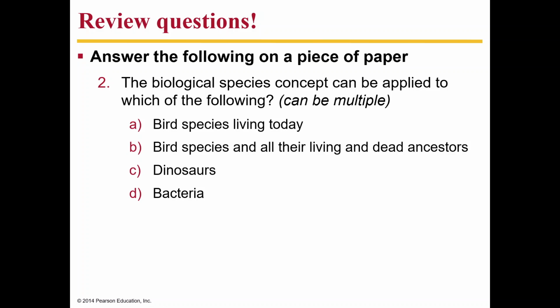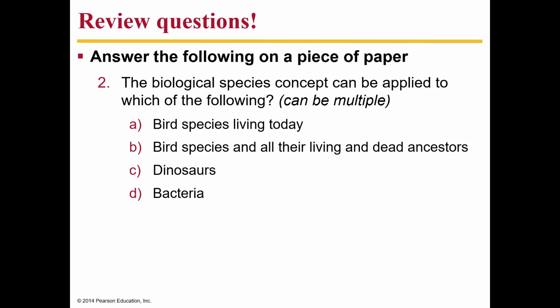What about this one? Biological species concept can be applied to which of the following? Okay, so I see A and D, D and A. Okay, so A is for sure yes. The idea is that you can tell for bird species that are alive who is not isolated from each other, and so you can identify them as different species. Note that B would not be true because they're dead ancestors. You cannot tell if they could have mated with their living ancestors. Dinosaurs, you don't have the knowledge of whether birds could mate with dinosaurs or not because dinosaurs aren't around anymore.